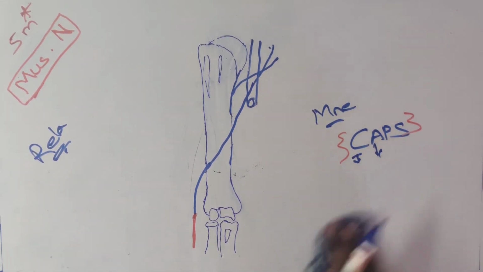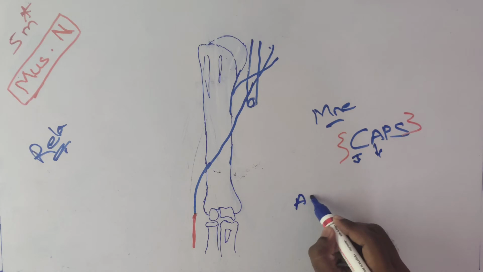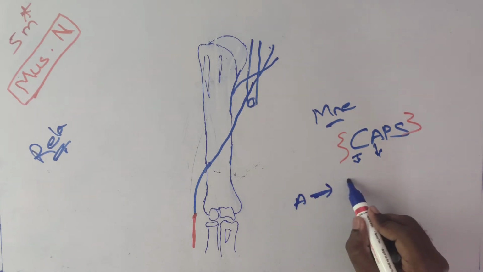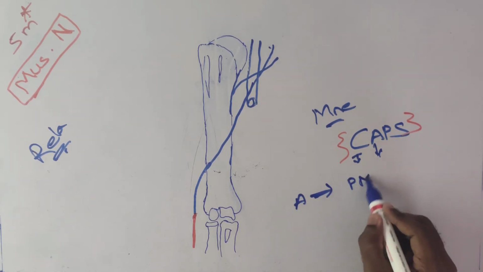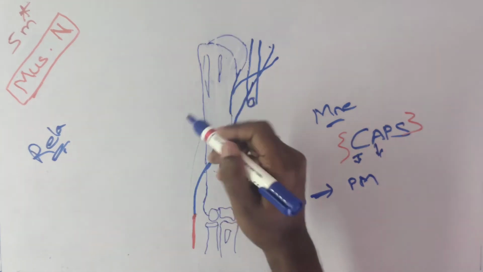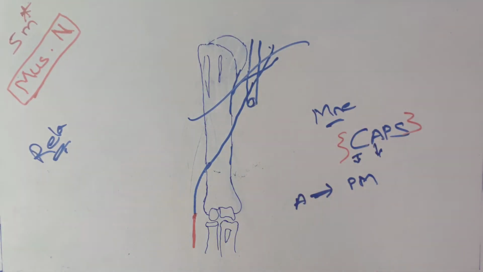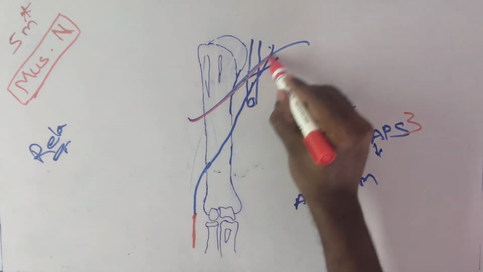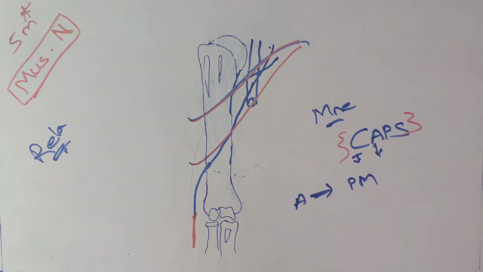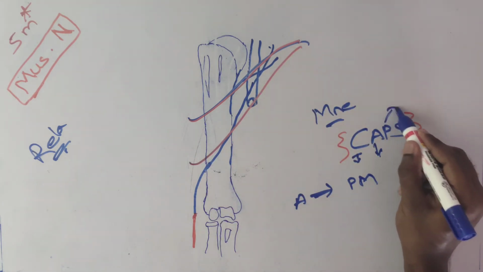Next, coming to the anterior relation. Anteriorly it contains pectoralis major. At the anterior side it is occupied by the pectoralis major muscle like this. So P for pectoralis major.